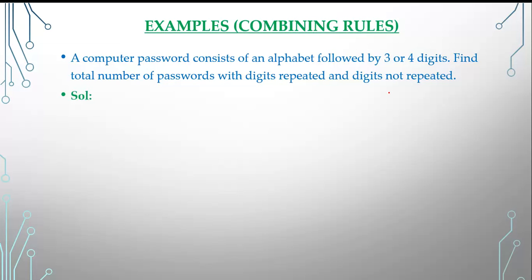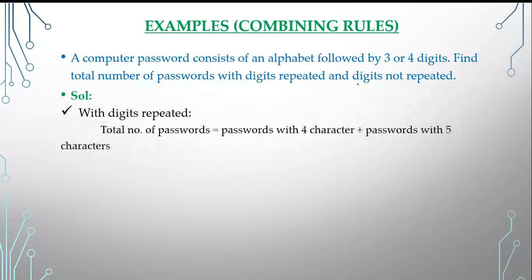First we talk about when the digits are repeated, right? Here two cases arise for the total number of passwords: a password with 4 characters plus a password with 5 characters. Why? Because we have to use an alphabet followed by 3 digits. Suppose the password is an alphabet and 3 digits, so the total password length is 4 characters.